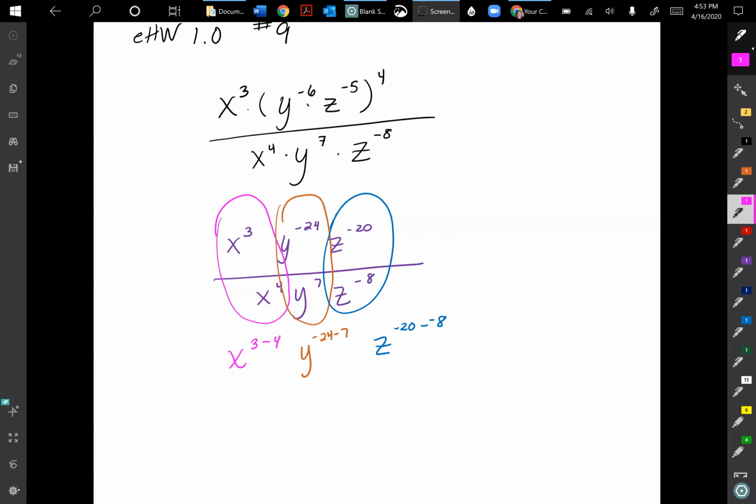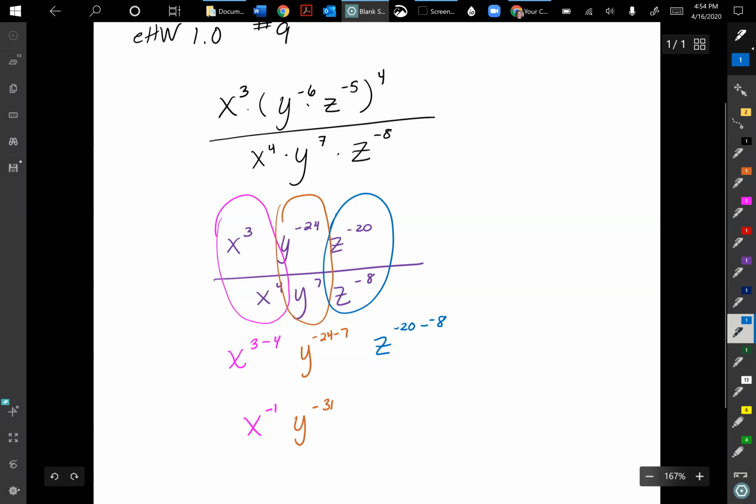Now I just go ahead and simplify those. So x to the 3 minus 4 is x to the negative 1. Y to the negative 24 minus 7 is going to be y to the negative 31. And then we end up with z, z to the negative 20 minus negative 8, which is going to give me a plus there, right? So I would have negative 12 as my power on the z.